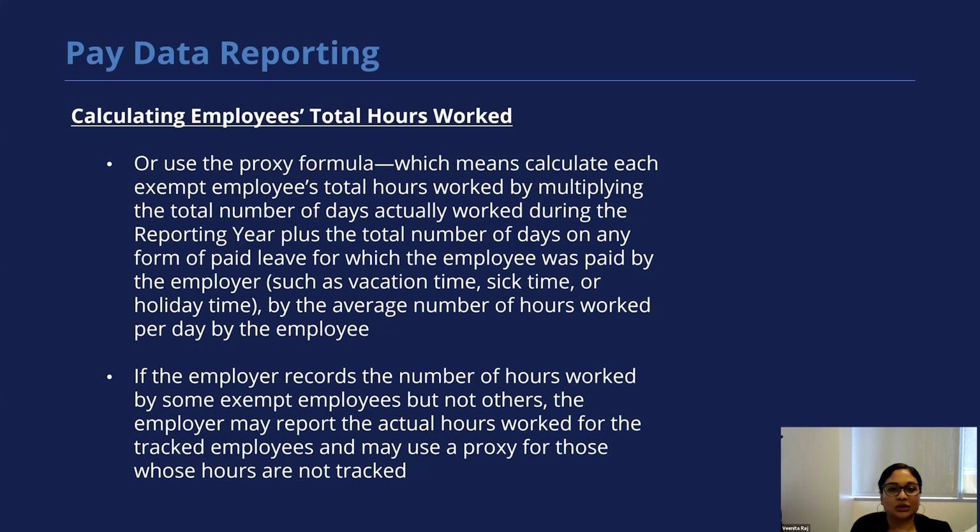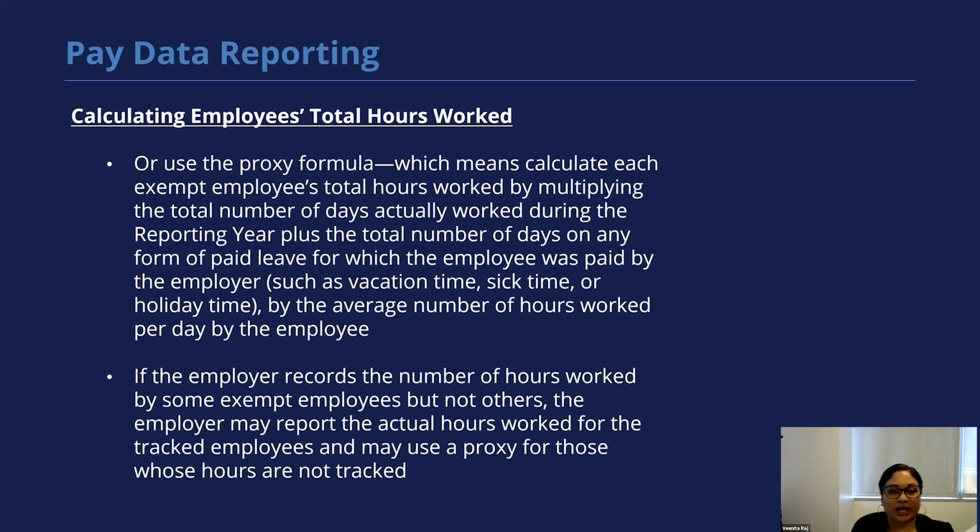And to the extent that you don't have records on exempt employees, which is probably generally the case, employers can use a proxy formula, which means calculating each exempt employee's total hours worked by multiplying the total number of days actually worked during the year. So this reporting period, we're talking about the year 2022. You will be multiplying the total number of days worked during 2022 plus the total number of days on any form of paid leave, vacation time, by the average number of hours worked per day by the employee.